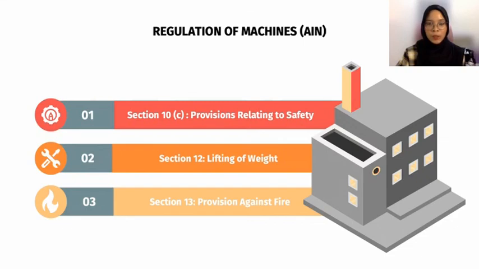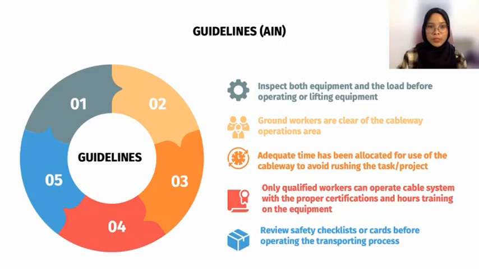The last safety requirement is provisions against fire. In this project, precaution steps are taken throughout the whole process so that no unexpected situation can lead to sparks and fire. There are 5 common safety guidelines to avoid disastrous incidents while using twin arm lifter and cableway system.